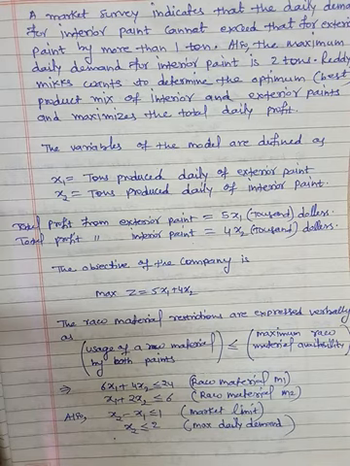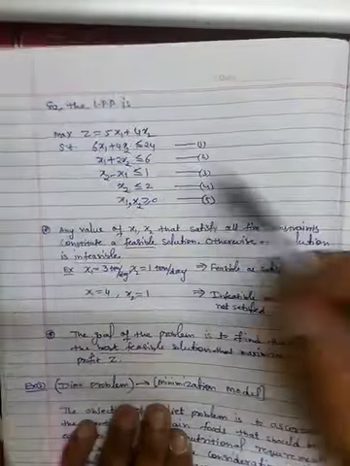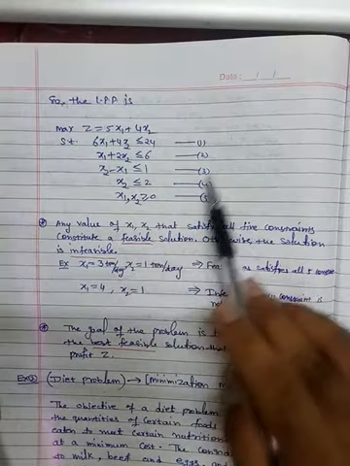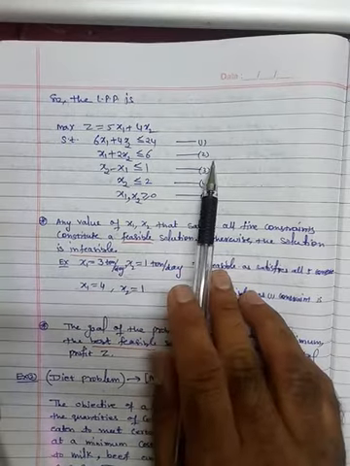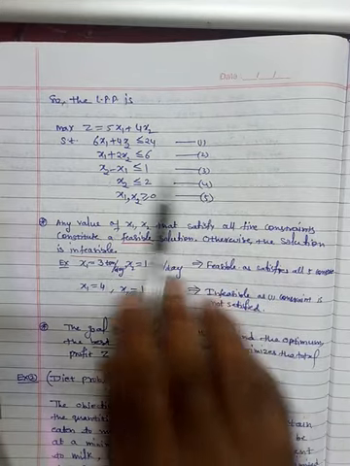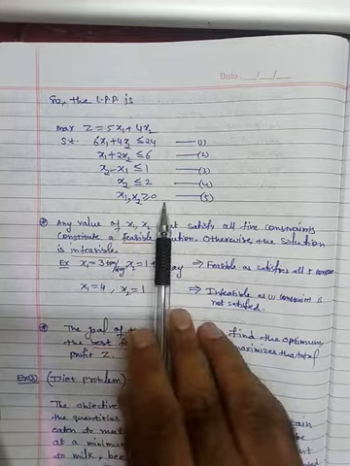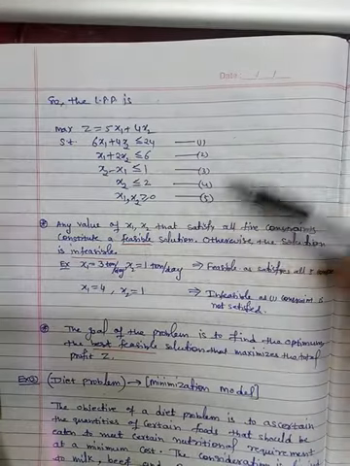And now the non-negativity condition should be x1 greater than or equal to 0 and x2 greater than or equal to 0. So ultimately the problem is this. This is our objective function 5x1 plus 4x2 subject to these 4 constraints. This is for the raw material M1, this is for the raw material M2, this is basically the market survey, this is for the daily demand, and this is the non-negativity condition. So this is our linear programming problem.